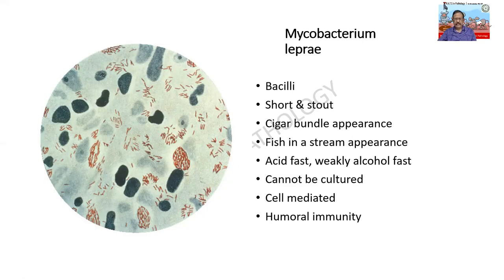It is acid fast, weakly alcohol fast, and cannot be grown in culture. That perhaps is the greatest disadvantage, owing to which we are not able to find a correct drug in the treatment of leprosy in time. There are two types of immunity, the cell-mediated and the humoral immunity in this. And this particular stain is showing us a lot of lepra bacilli.